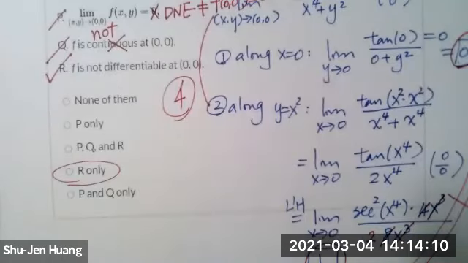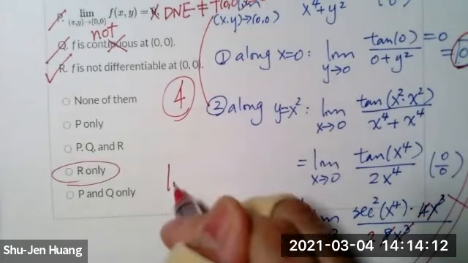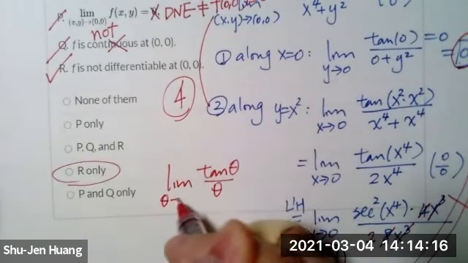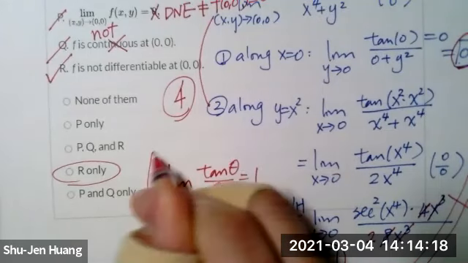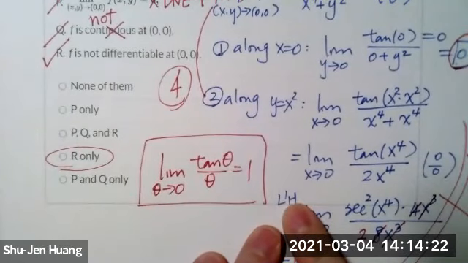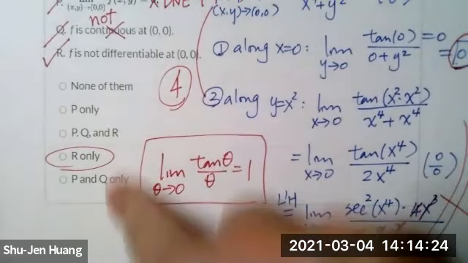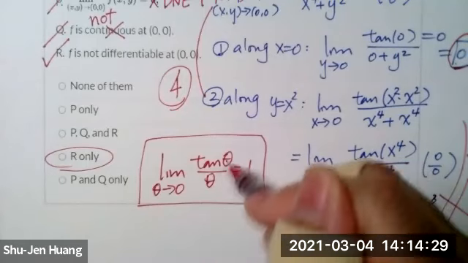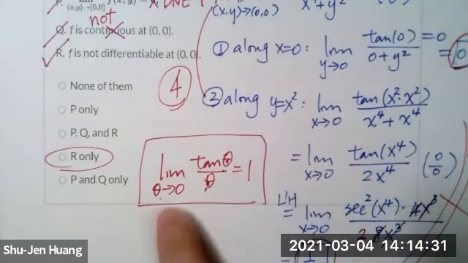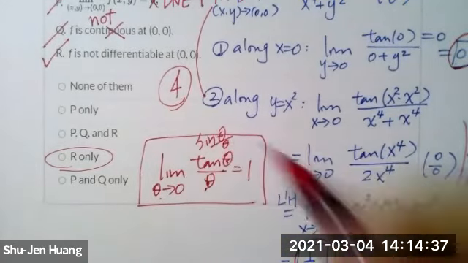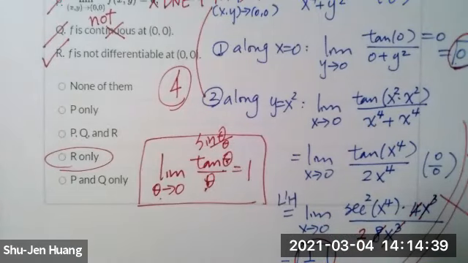So I guess you are using this limit here, tangent theta over theta equals 1. Are you? Yes. So if you don't want to use L'Hopital's rule and you remember this from Calc 1, yes, you can use that. If the top and bottom have the same angle and the angle goes to 0, this goes to 1. This also works for the sine function, sine theta over theta. Okay. Thank you.